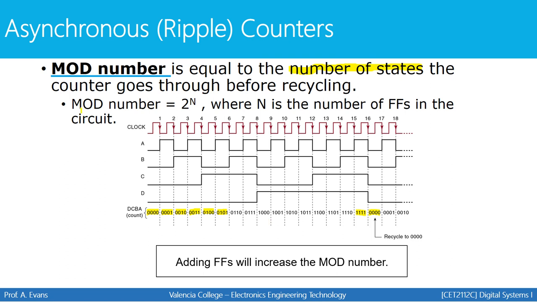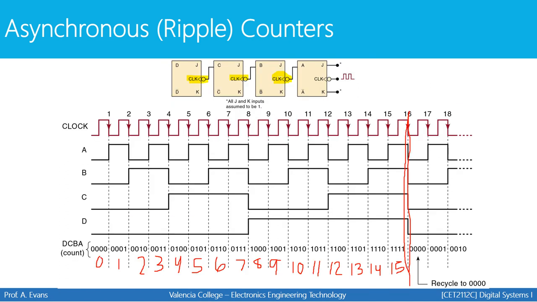Keep in mind too that the mod number will always be equal to 2 to the n, where n is the number of flip-flops in the circuit. So if you look at the example that we just did on the previous slide, we had 4 flip-flops. 2 to the 4 is 16. So before even building this counter or doing a waveform, I know automatically this counter has a maximum of 16 states, which means it's going to start counting at 0, go up through 15, and start over.